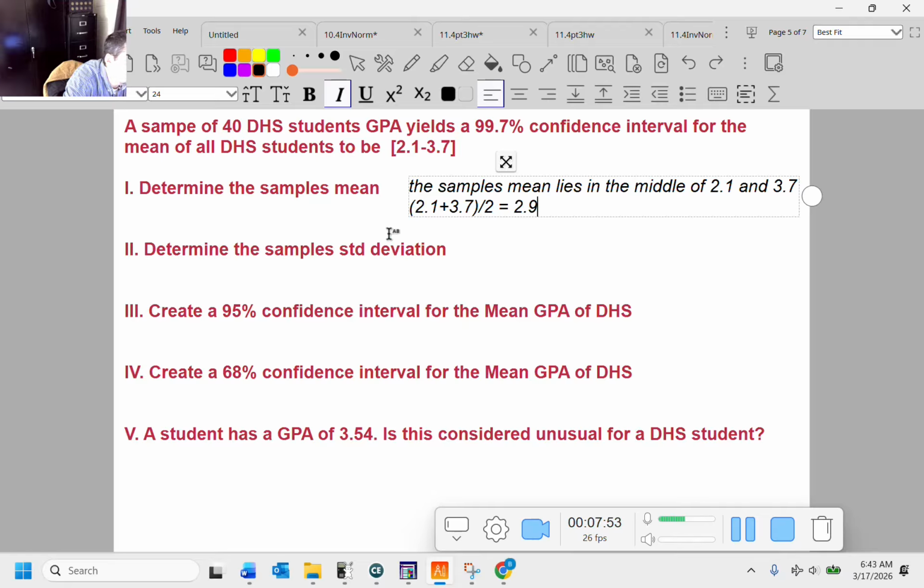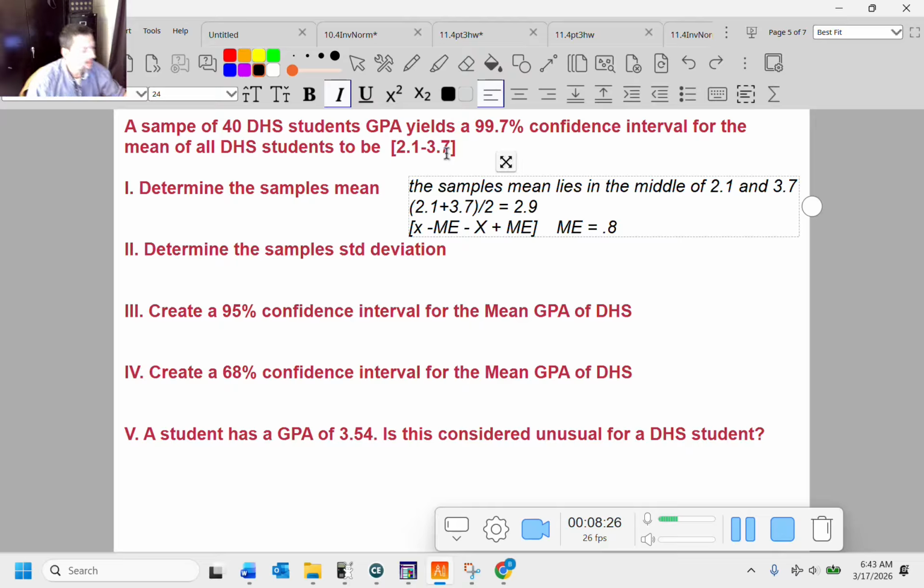Now, determine the sample's standard deviation. Also, because I know that the sample's mean is 2.9, think about how we form a confidence interval. We take X bar minus the margin of error through X bar plus the margin of error. If the middle is 2.9, the margin of error is 8/10, because 2.9 plus 8/10 is 3.7.